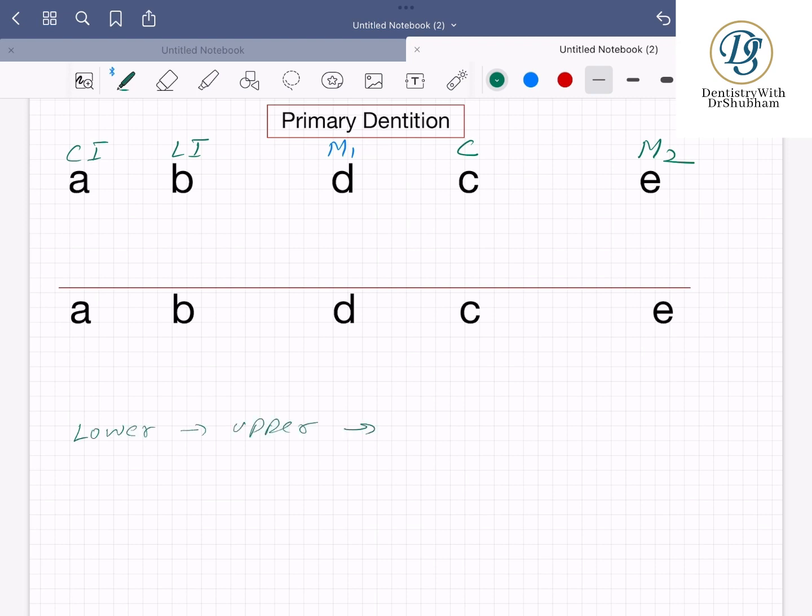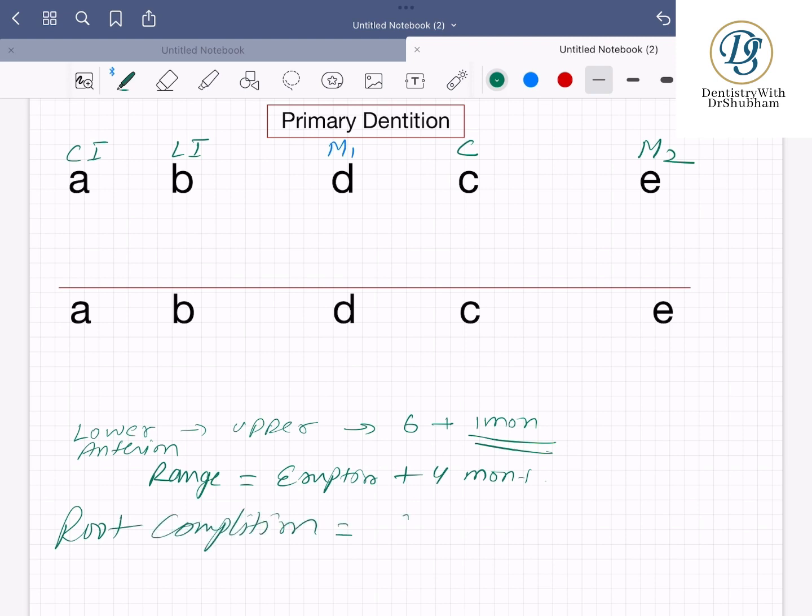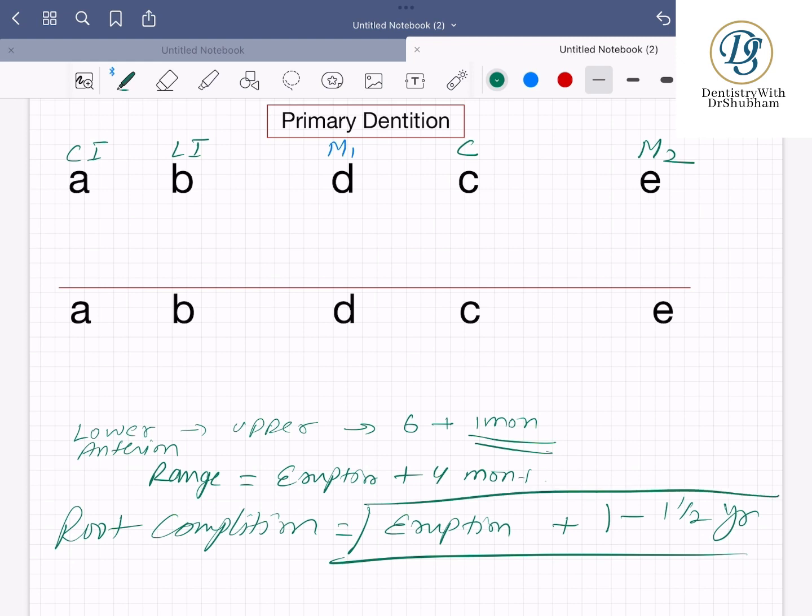For anteriors basically, start with 6 months and just add 1 month to it. For the range, the eruption period plus 4 months is your range, and for root completion, the eruption period plus 1 to 1.5 years. Just very simple. That is how to do it.